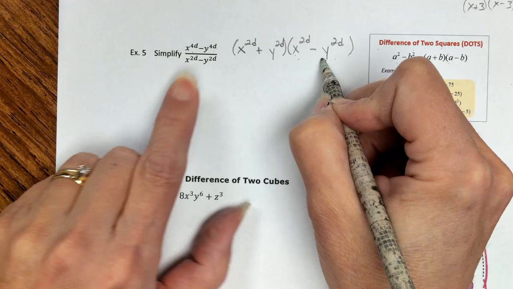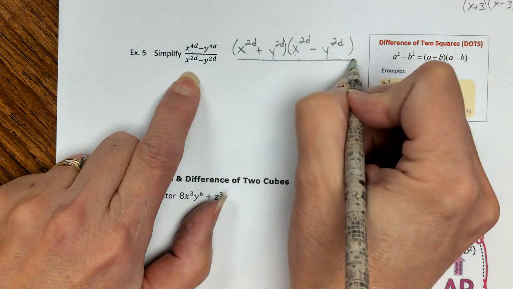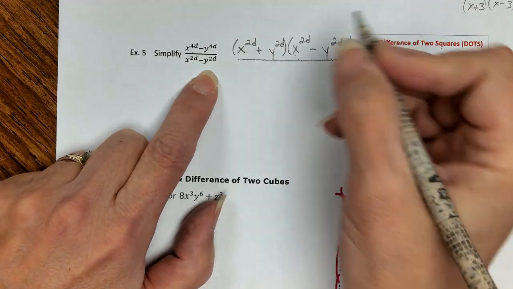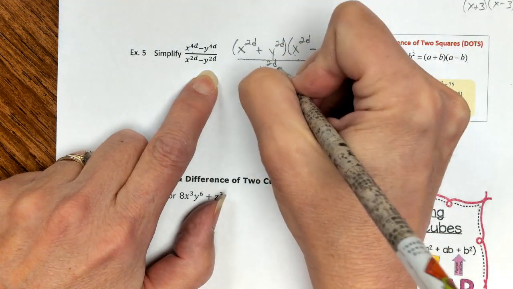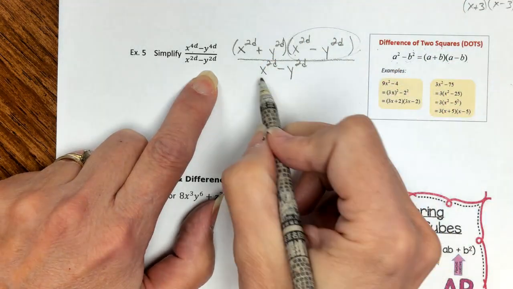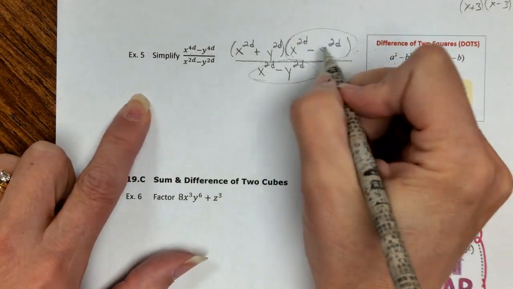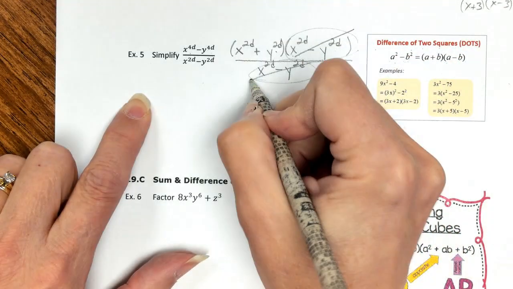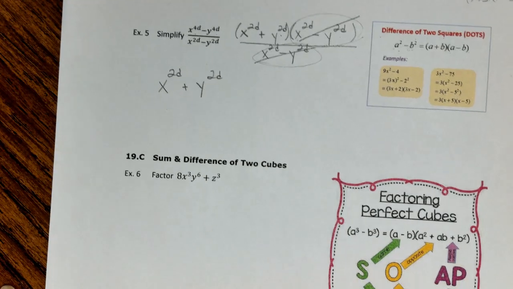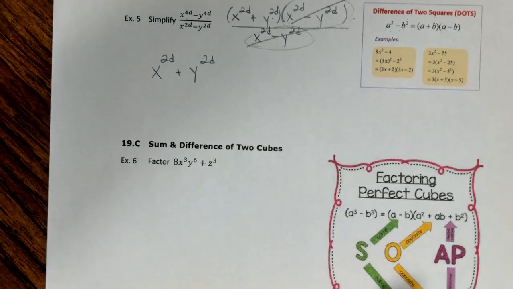So that's the same as this. And x to the 2d, y to the, that's nice. X to the 2d minus y to the 2d. That binomial totally matches that binomial. And this is a factor of the numerator, so that and that cancel, and your answer is just x to the 2d plus y to the 2d, and that's it. Wasn't that fun? Okay, more factoring in part C.